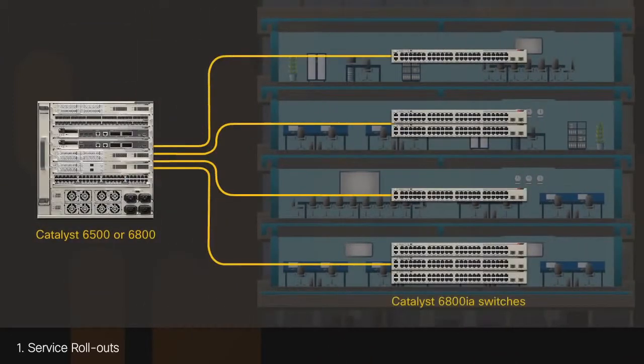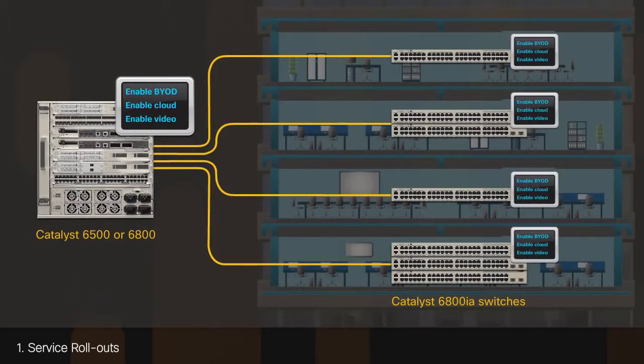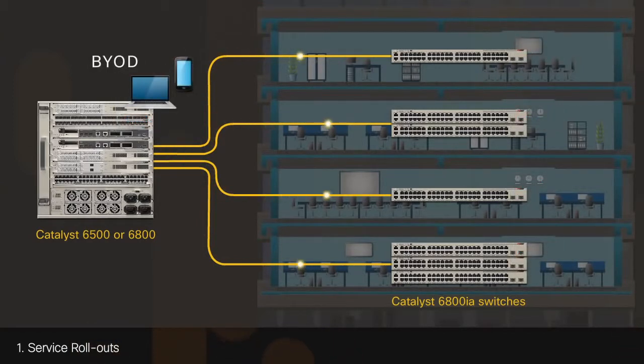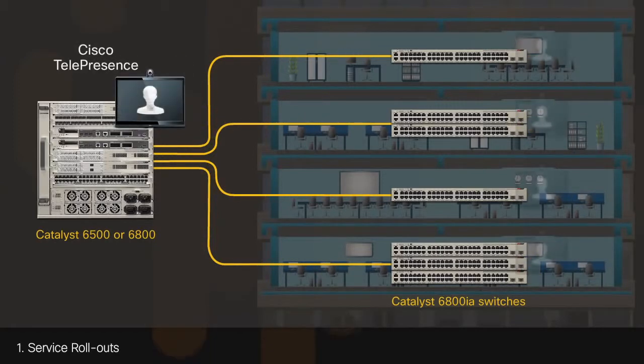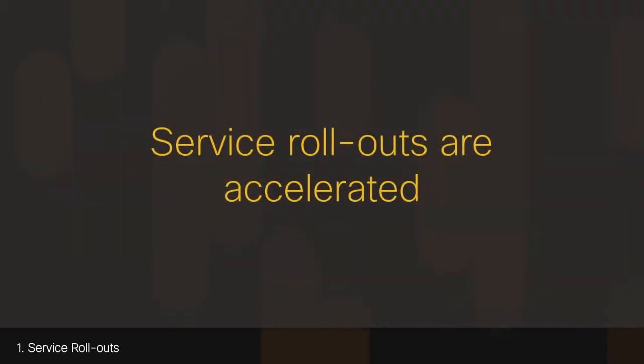Now, with Catalyst Instant Access, you set up the configurations here, and they're applied to all the Catalyst 6800 IA access switches instantly. No individual access switch setup or configuration is required. So, rollout of a new service, like BYOD or a video application, will be accelerated.